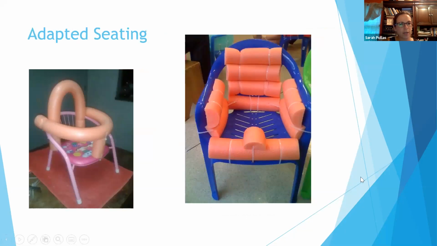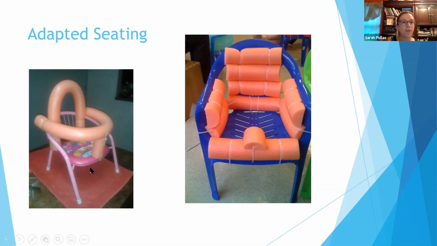So this is what I was talking about, pool noodles. This is a child's chair on the left-hand side. So this would be for a kid who maybe doesn't have good trunk support, tends to slide forward in their chair. And so they took the pool noodles and essentially made a higher back with more support. And the front right here is like a loop, and then almost like a pommel, something in the middle to keep them from sliding forward.